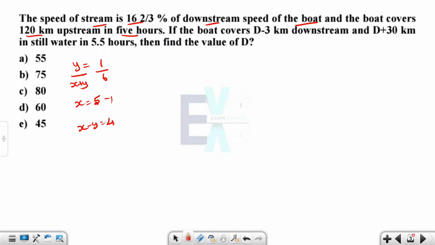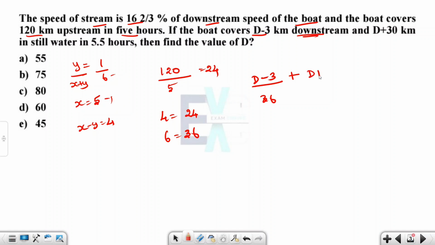So now it covered 120 km upstream in 5 hours, that is equal to 24. That is, 4 parts is equal to 24. If the boat covers d minus 3 km downstream, downstream is nothing but 6 parts, so 6 parts will be 36. So d minus 3 km in downstream and d plus 30 km in still water. Still water is nothing but x, which is 5, that is 30. In how many hours? 5.5 hours, that is 11 by 2 hours.